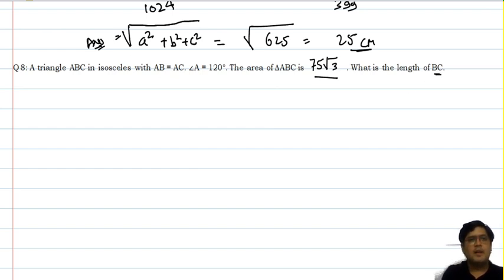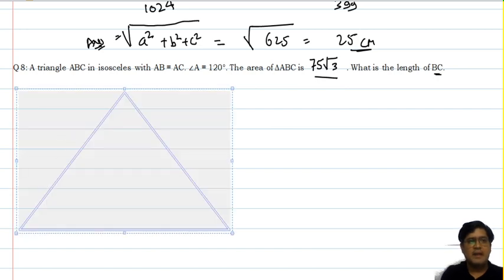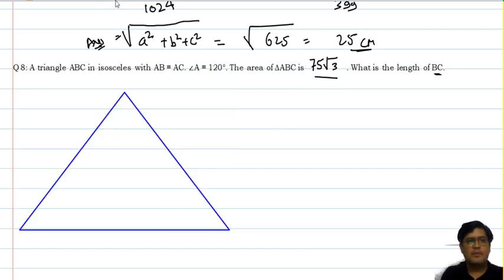Here I am able to see a pattern in these values. You have to draw a diagram big enough so you can put values in it. I am taking the vertices as A, B and C. This angle is given as 120 and the sides AB and AC are given equal. That makes these angles 30 and 30.